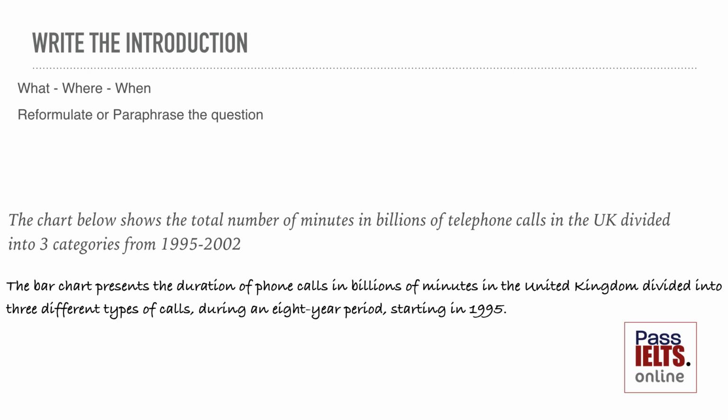We have some ideas on how to reformulate or paraphrase something. The easiest way to paraphrase something is to use synonyms, which are words which mean the same, so you keep the original meaning of the sentence but have used different words. Here, for example, we can use present instead of show. Total number we replace with duration.